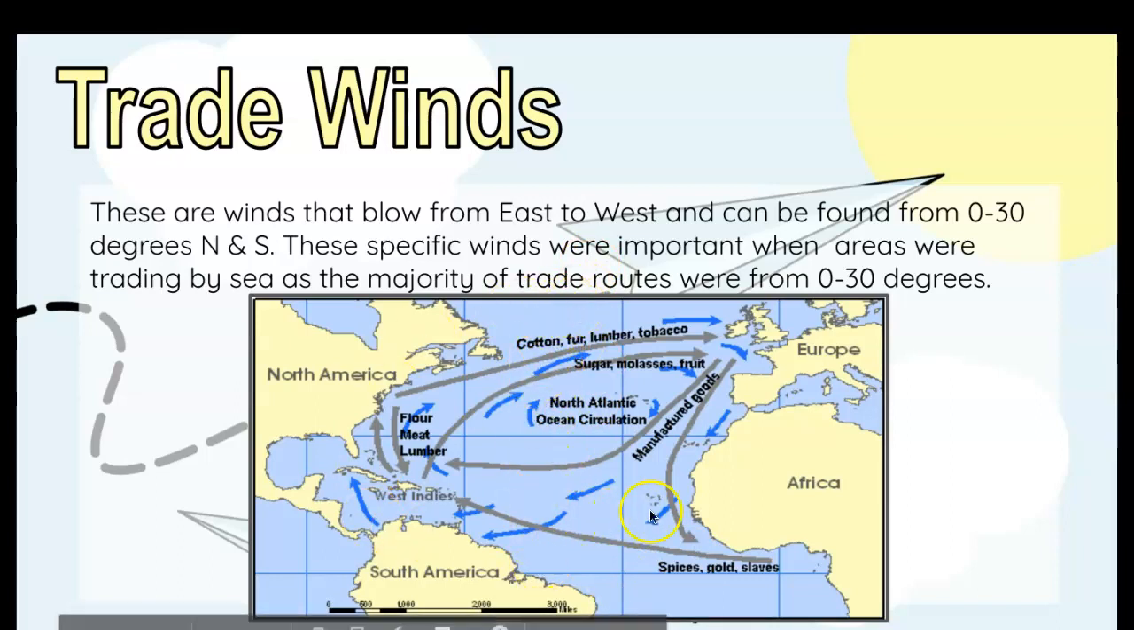And you can see here the different types of things that were traded between this 0 to 30 degree area. You see spices and gold and slaves and flour and meat and lumber and cotton, fur, sugar, molasses. All of these different things were traded from all these different parts of the world. And to get from one part to another, in order to trade their goods, they had to use their sails, right? They had to sail from one area to another. And so the main wind belt they used were called the trade winds.